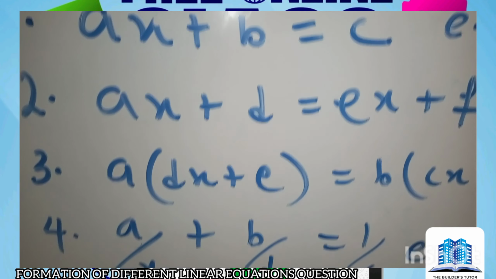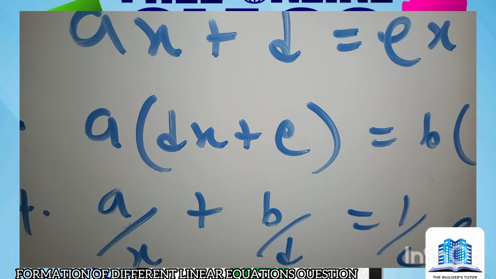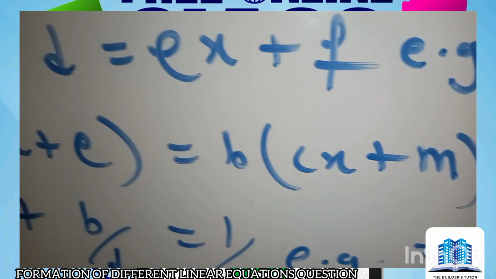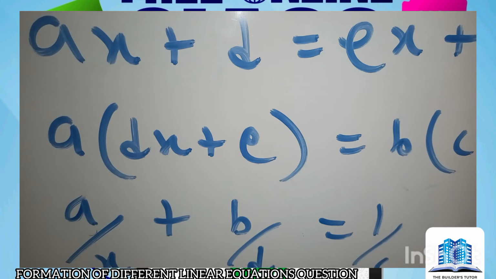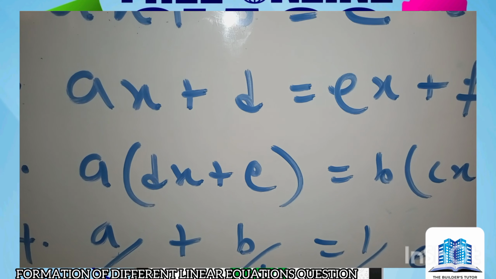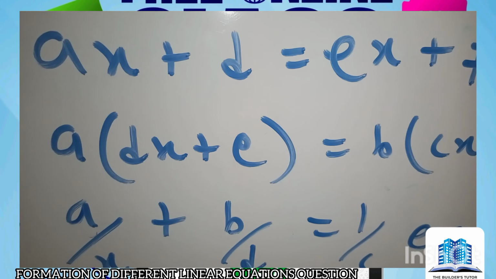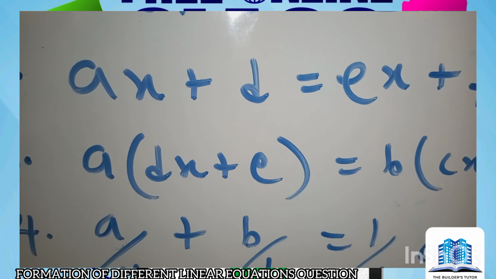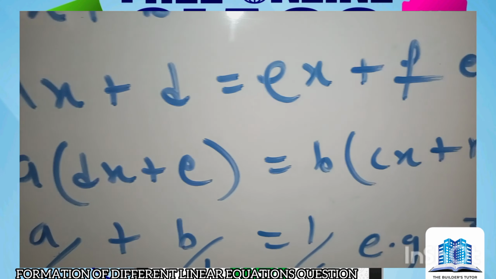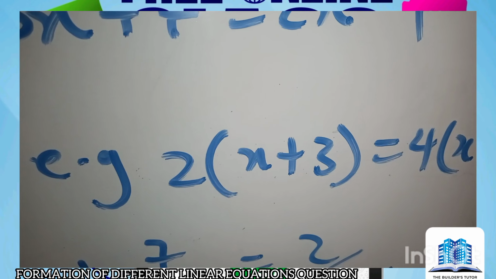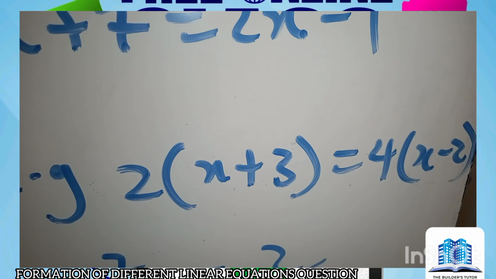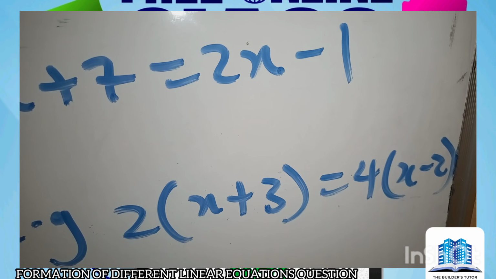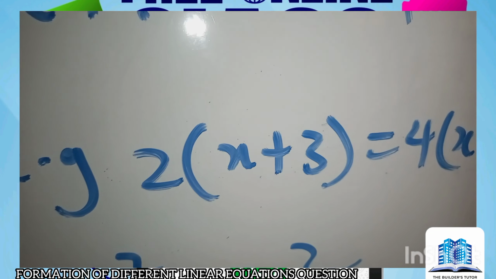The third one says a open bracket dx plus e close bracket equals b open bracket cx plus n close bracket. What do you observe about this one? You will see that this is in a bracket. Being in a bracket shows that this is another form of a linear equation. To solve this kind of linear equation, we have to first open the bracket before we can go on to solve the question. An example is 2 in bracket x plus 3 close bracket equals 4 in bracket x minus 2 close bracket.